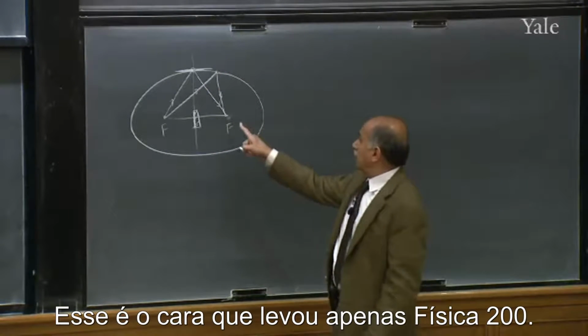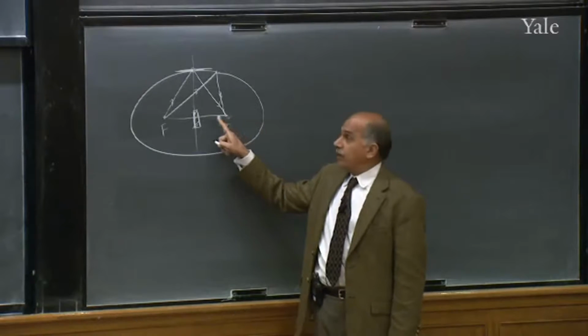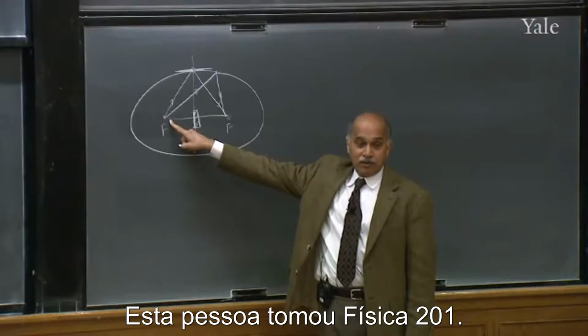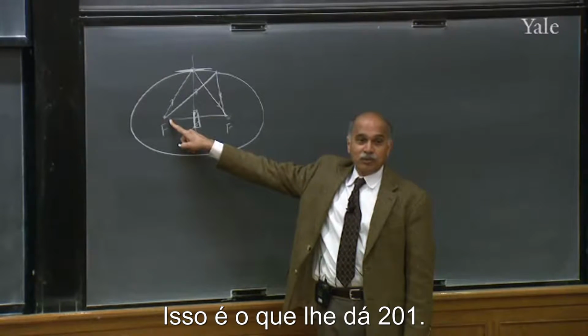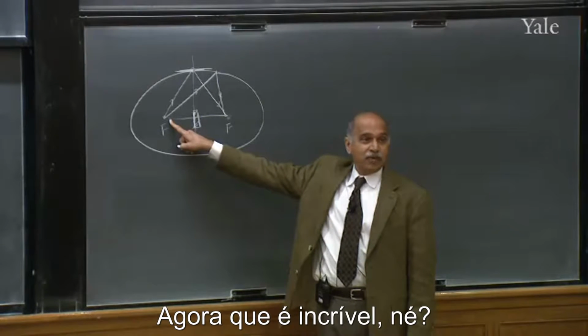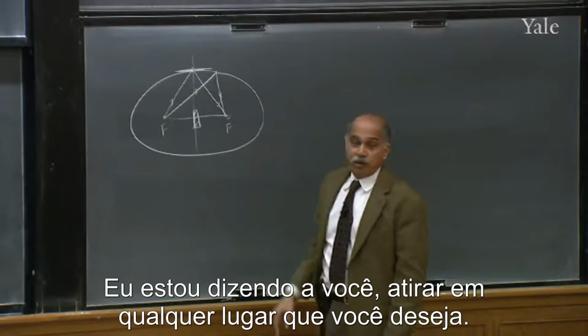See, this is the guy who took only physics 200. This person took physics 201. Okay? That's what 201 gives you. Now that's amazing, right? I'm telling you, shoot anywhere you want.